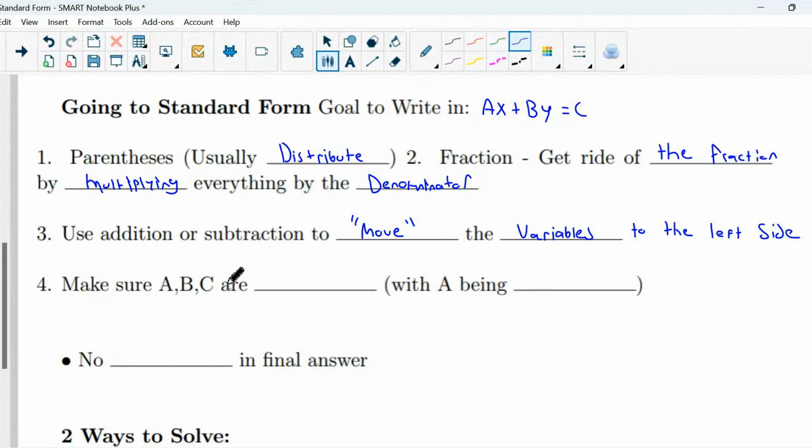Finally, just check and make sure that a, b, and c are integers, or positive or negative whole numbers, but a in particular needs to be positive. The last thing here, make sure that you have no fractions in your final answer. I know this is completely counterintuitive to point slope and slope intercept form, yet just make sure for this situation that that is the case.